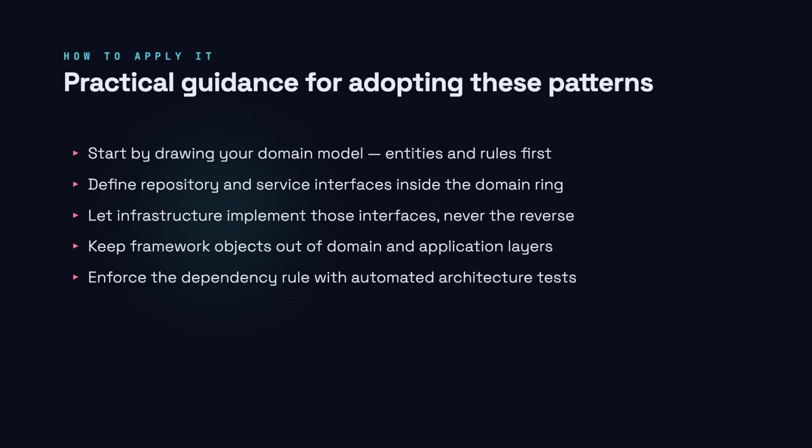The most practical first step is to start inward, not outward. Resist the urge to set up your database or web framework first. Model your domain, the entities and rules, before writing a single database query. Then define abstract interfaces for everything the domain needs, like data storage or email. Infrastructure classes implement those interfaces. This is dependency inversion in action. The outer ring depends on the inner ring's abstractions, never the other way around.